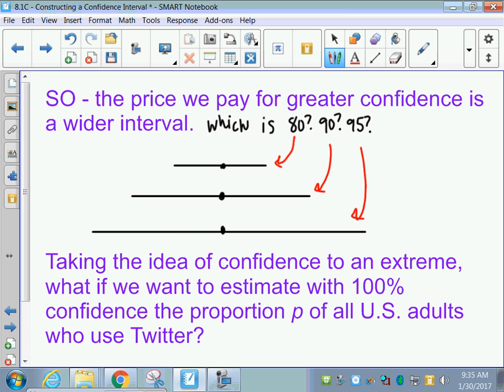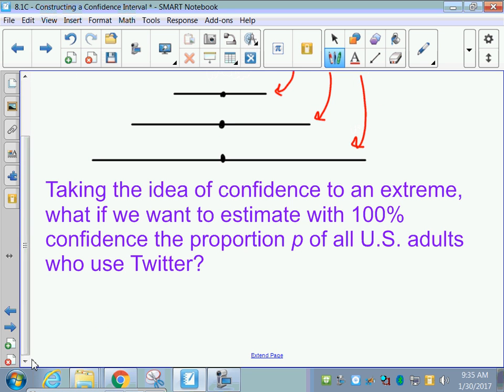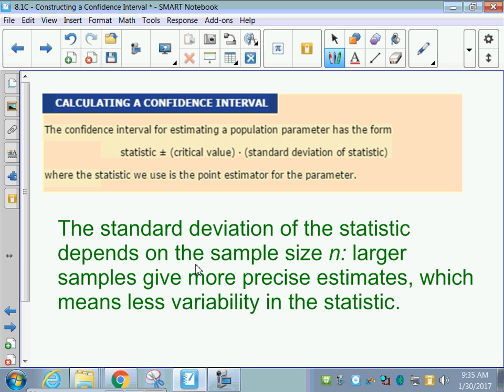So taking the idea of confidence to an extreme, what if we want to estimate with 100% confidence the proportion p of all U.S. adults who use Twitter? 0 to 1, right? Talking proportions, so 0 to 1. I'm 100% certain that 0 to 1 would be the true proportion of U.S. adults who use Twitter. Pretty confident. Yeah, it's very useful. It's very helpful in our life. I'm 100% confident.